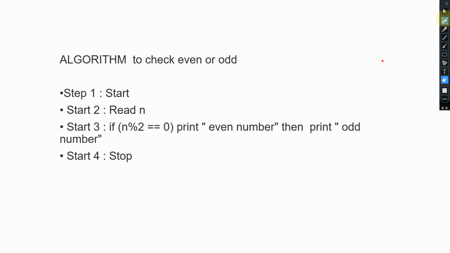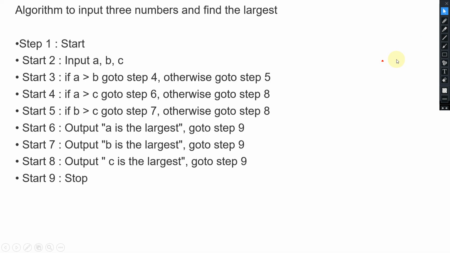Now see the next algorithm. In this algorithm we are going to input three numbers and find out the largest one. So children, here we will be giving you three numbers. Suppose the first number is 5, the second number is 7, and the third number is 3. So let us see that. Here A, B, C are 5, 7 and 3.